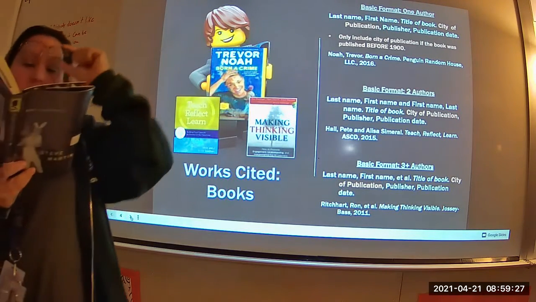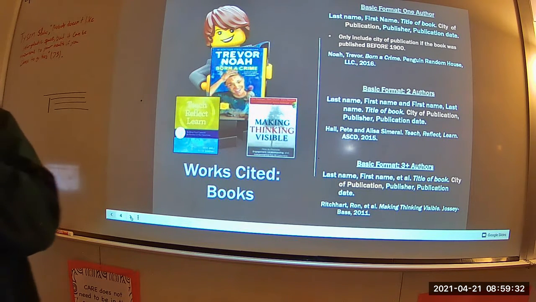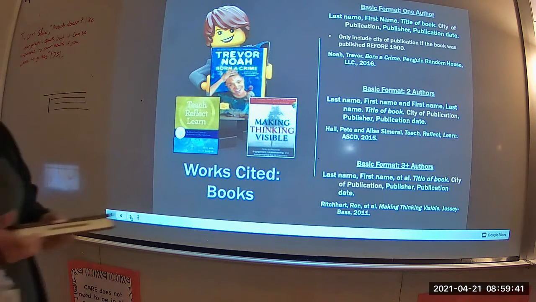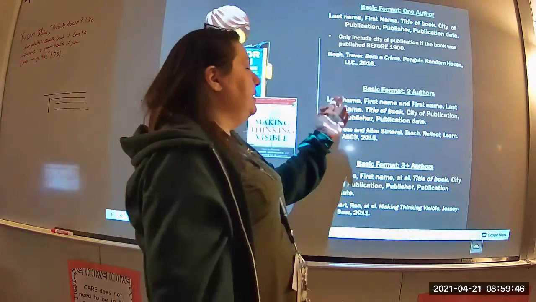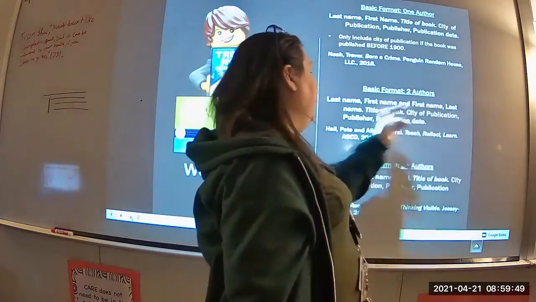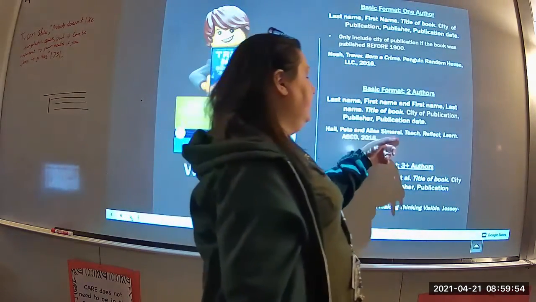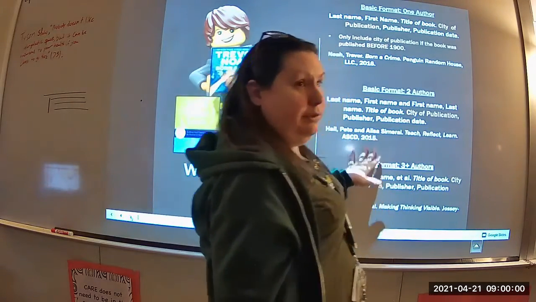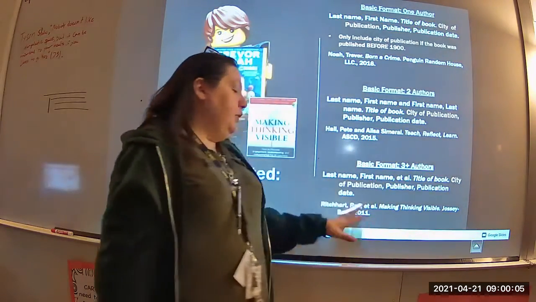Okay, so this one was published in 2007 and it's by Scribner, and Scribner's in New York City. But because it's 2007, I'm not going to include New York City. Does that make sense? Okay, so that's the most basic format. If you have two authors, it gets a little tricky because it's last name, first name, and then first name, last name, title of the book, publisher, published date. So Hall, Pete, and Alyssa Simmerall, Teach, Reflect, Learn, ASCD, 2015. Pretty simple? Yes. So for three authors, it's the same thing, except we use et al.